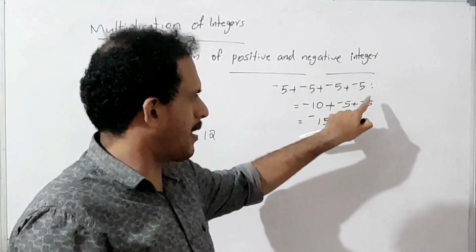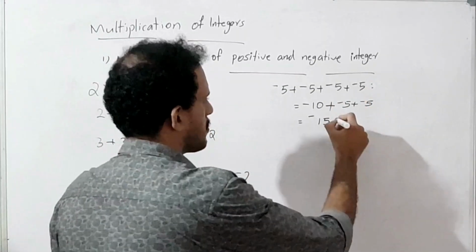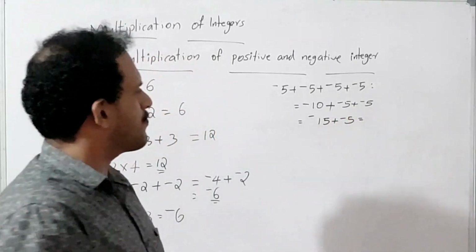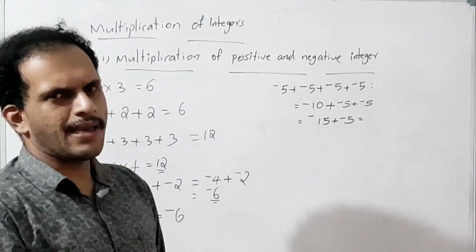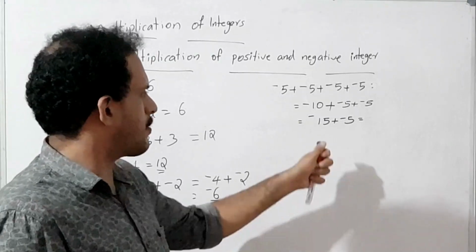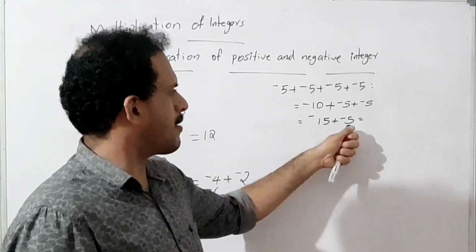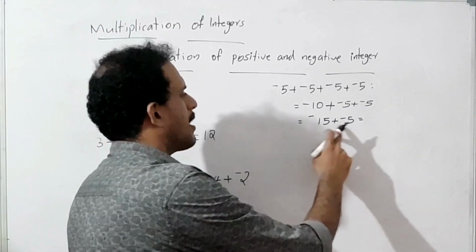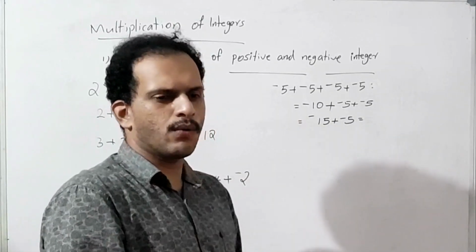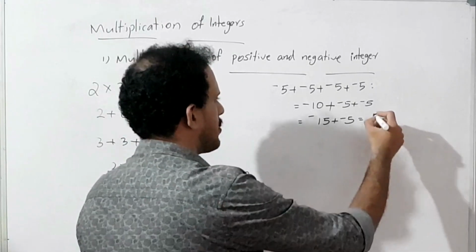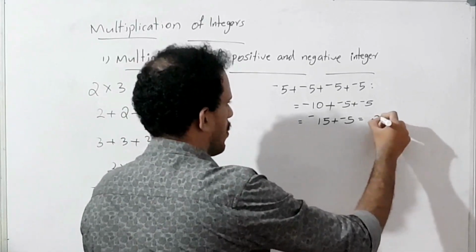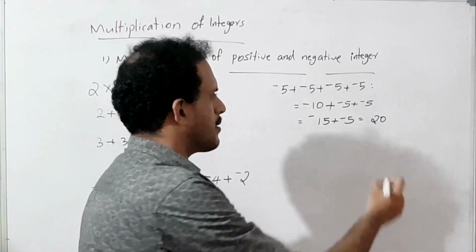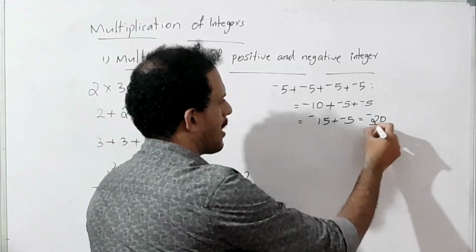Then one more is remaining, correct? Minus 5. Then plus minus 5. Then what is the answer of minus 15 plus minus 5? Again we check the sign of the numbers. What is the sign of the first number? Minus. What is the sign of the second number? That also minus. So we add 15 and 5. 15 plus 5 is equal to 20. What is the sign of 20? The sign of 20 is minus. Both are minus, so the answer is minus.